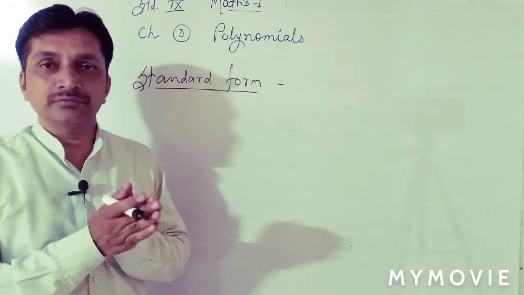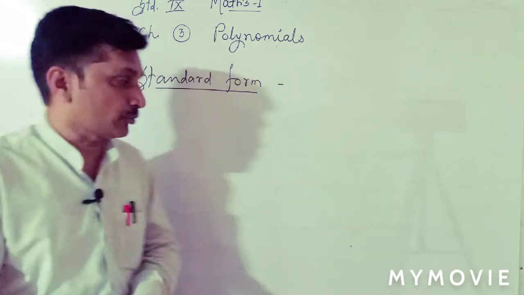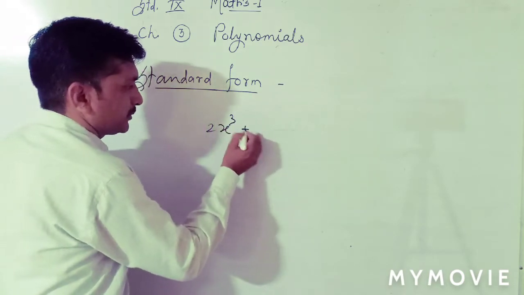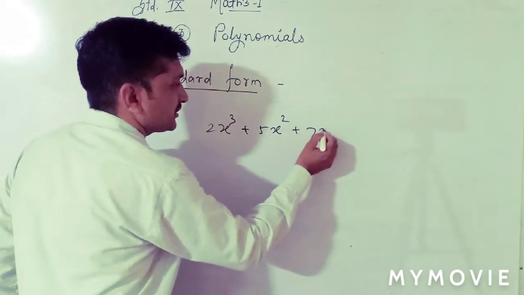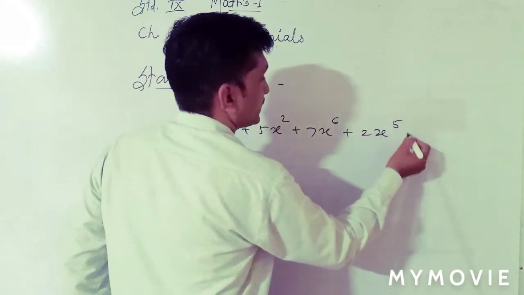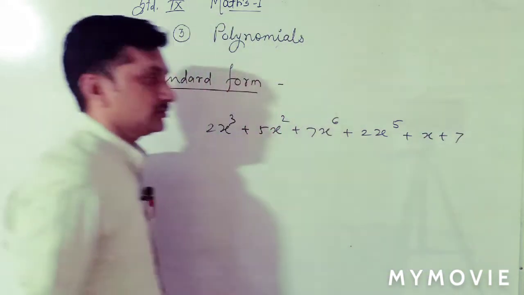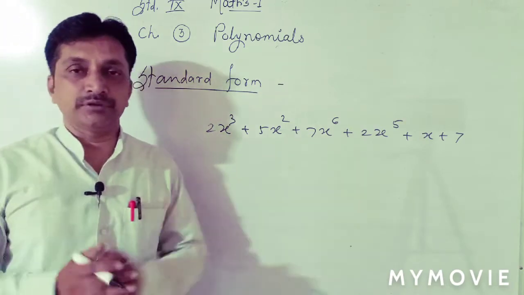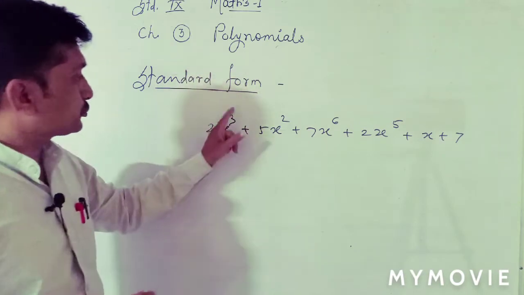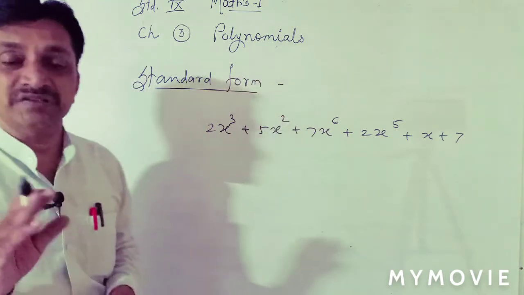If any polynomial is given, you have to arrange its powers in descending order, and that is the standard form. For example, I write one example: 2x cube plus 5x square plus 7x raised to 6 plus 2x raised to 5 plus x plus 7. Now if you observe the powers, 3, 2, 6, 5, here 1, here 0, the powers are not arranged.